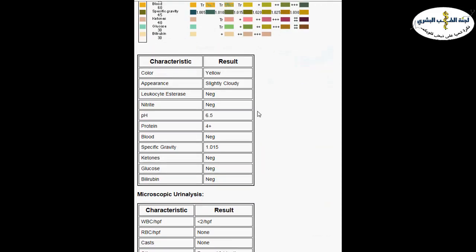So this is the urine analysis from this patient with minimal change disease. The only finding is proteinuria. On microscopic urine analysis, everything else is normal.